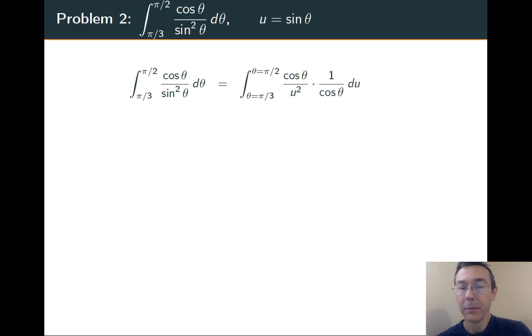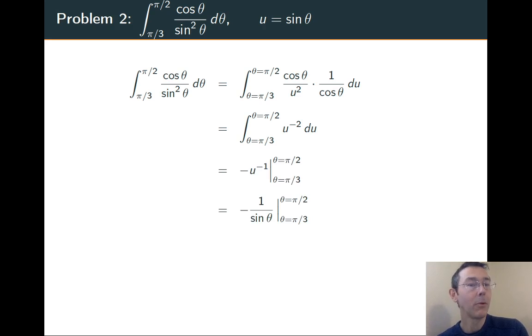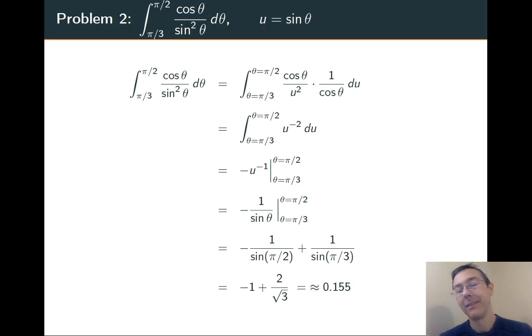Again, I've labeled my limits of integration to be explicit about the fact that these are thetas, not u's. A little bit of simplification and an antiderivative, remembering to take out the u and put in functions of theta before I plug in the limits of integration. Finally plugging in, simplifying a little bit, and getting an answer: negative 1 plus 2 over the square root of 3, which is about equal to 0.155.